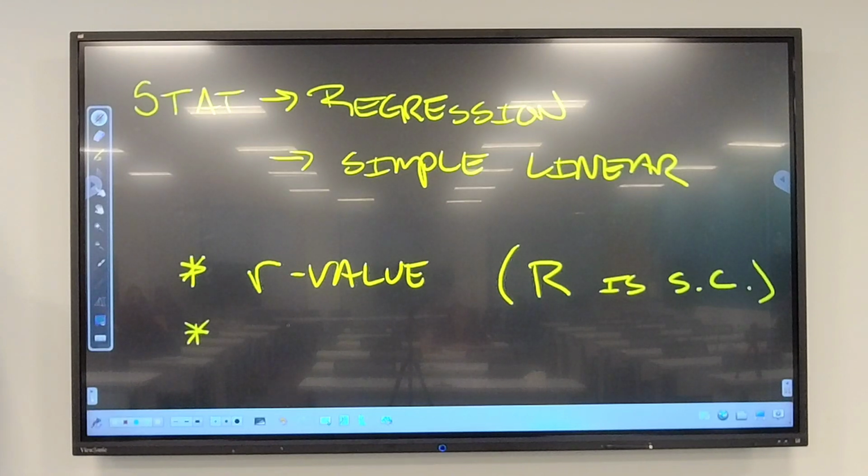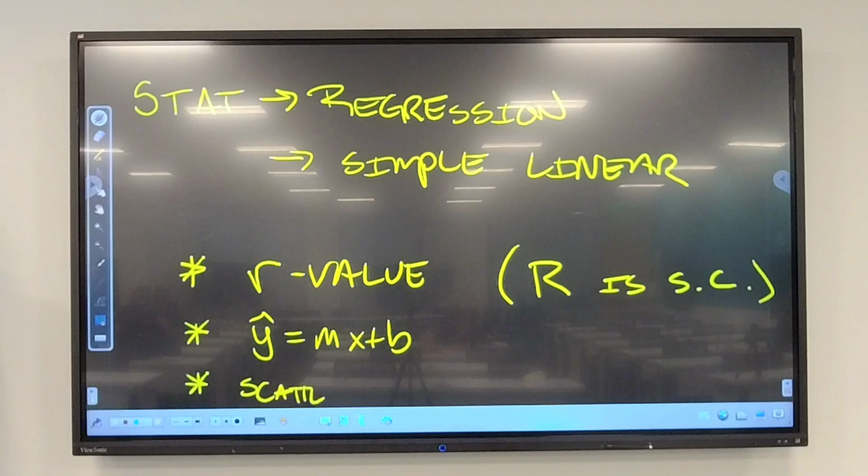It's still the correlation coefficient. We will also get the best fit line equation. They will give it to us. We will also get a scatter plot of our data points with the best fit line plotted on top of it.